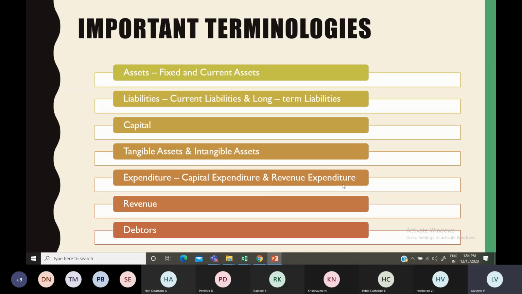Capital expenditure means if you are doing it now for the first time, one time you will be doing, and every now and then you will not be incurring. Okay, so it is non-recurring in nature. You name it as non-recurring in nature. So what is meant by non-recurring? Every now and then you need not do.